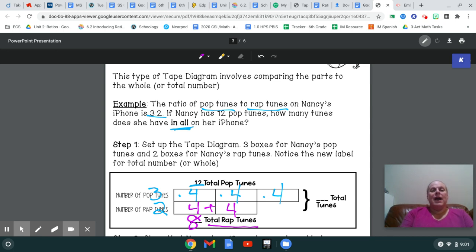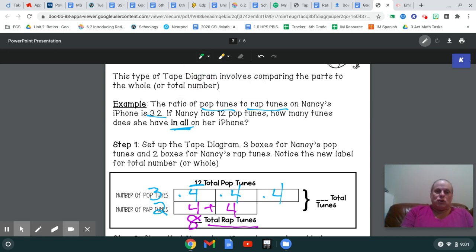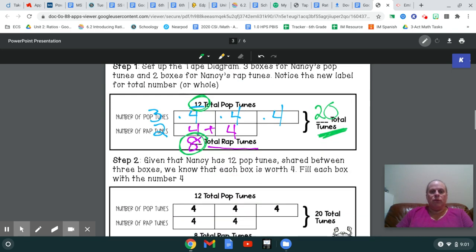All right, so now if we have, let's see, I'm going to get a different color. If we have 12 total pop tunes and 8 total rap tunes, what are the total number of tunes, or songs, that she has on her iPhone? It's 20.